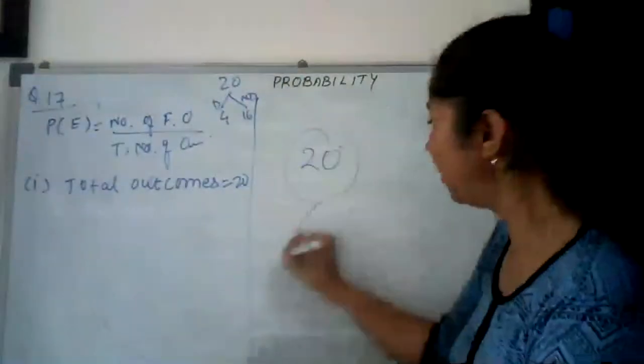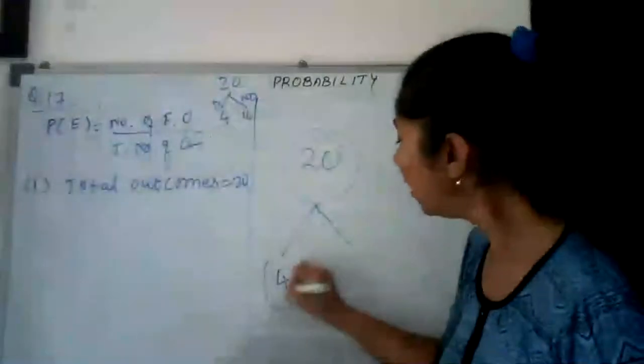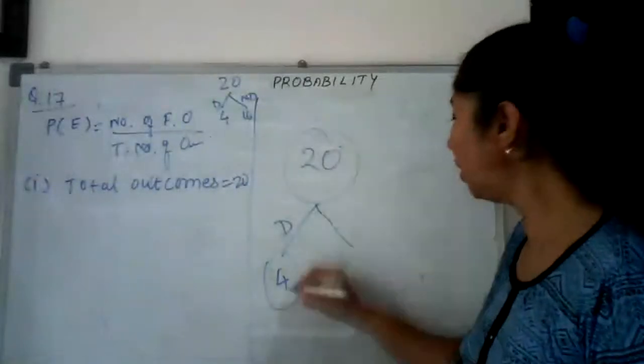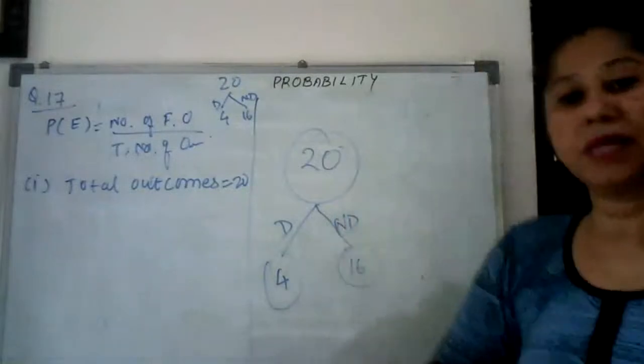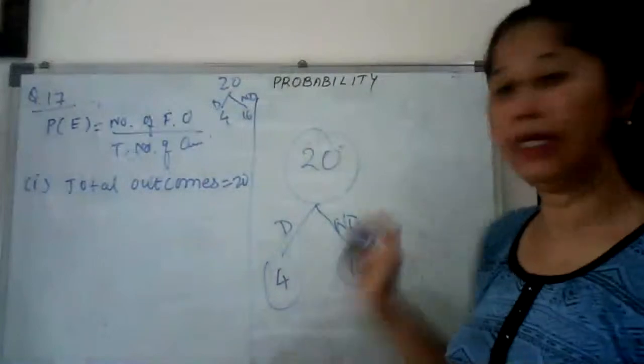20 are total bulbs, and out of this, 4 are defective bulbs. So good bulbs are how many? Remaining will be good. So 20 minus 4, 16 are non-defective, or the bulbs are in good condition. Here the language used is defective and non-defective. So we write it down like this.